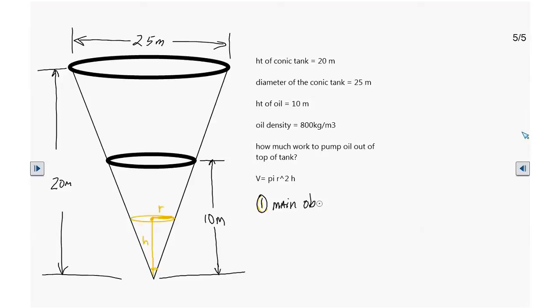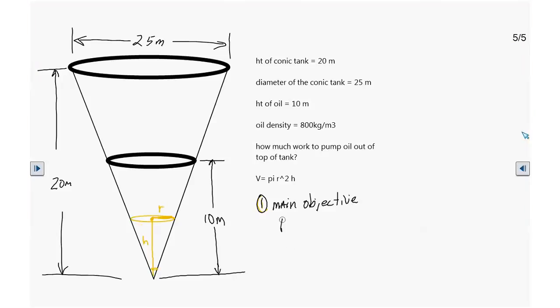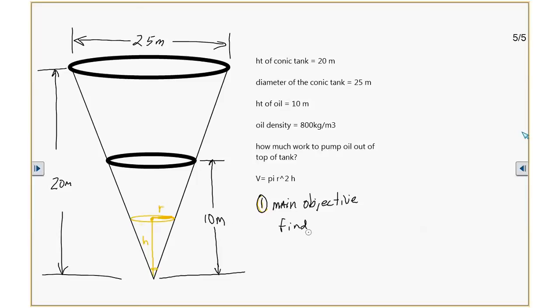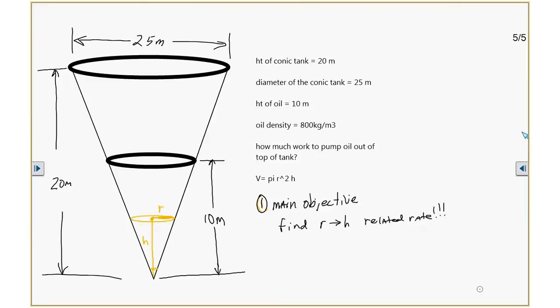Objectives. Find the R to H related rate. Because the height of your plunger relates to the radius of your plunger.